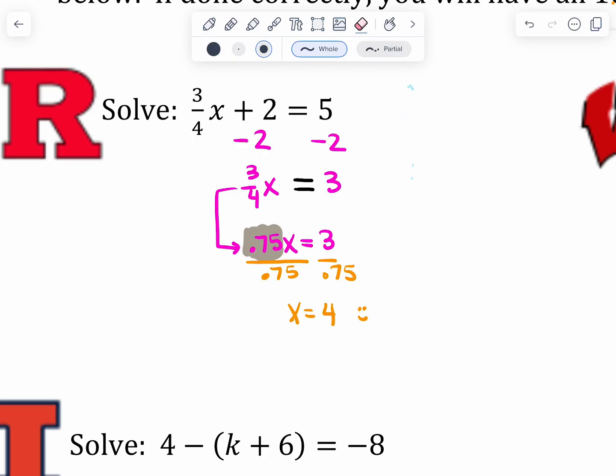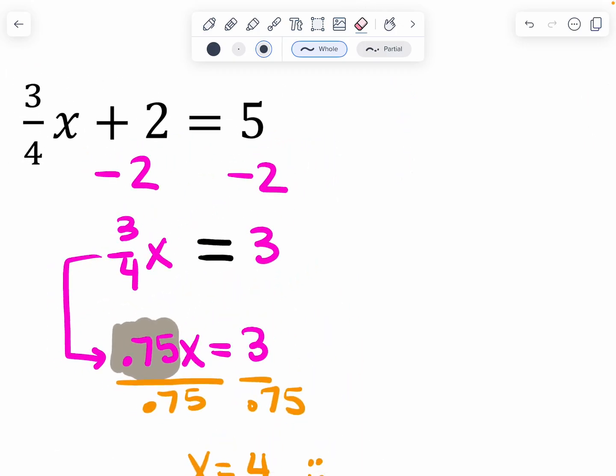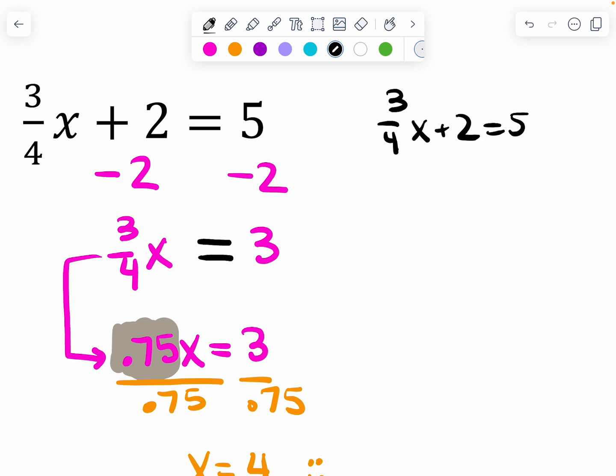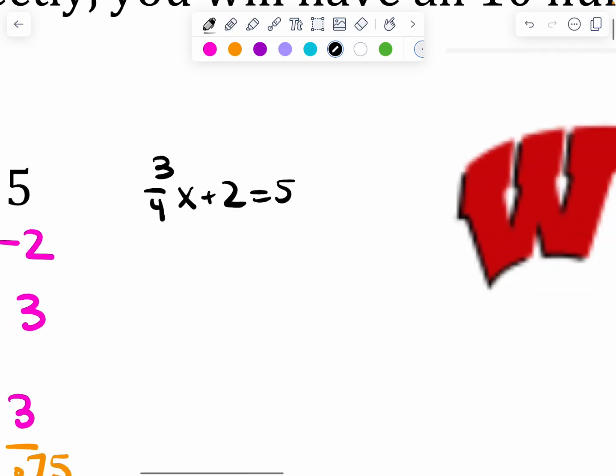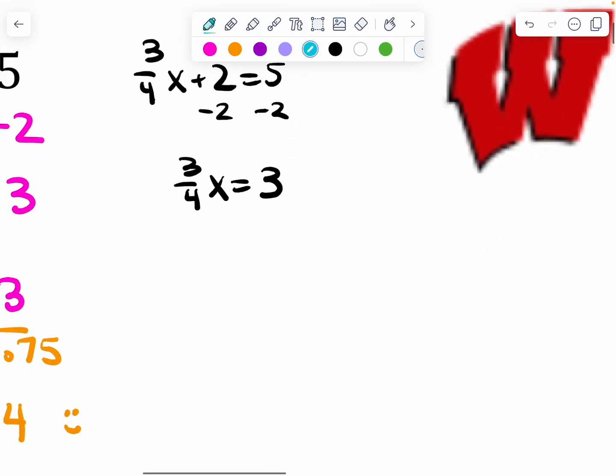So same problem. We've got 3/4 x plus 2 equals 5. You notice it and you're like, okay, I'm supposed to subtract 2. I can do that. Now I've got 3/4 x equals 3. And now I'm going to do this in 2 steps because there's 2 things with the x. There's the 3 and the 4. The order doesn't matter, but I always reverse in this particular order first. So that's just me.